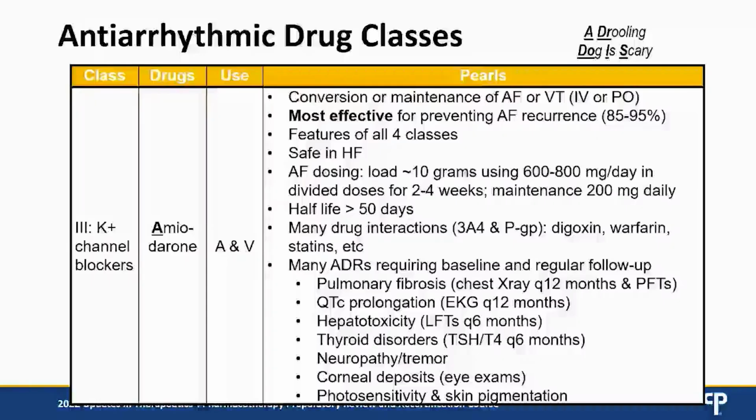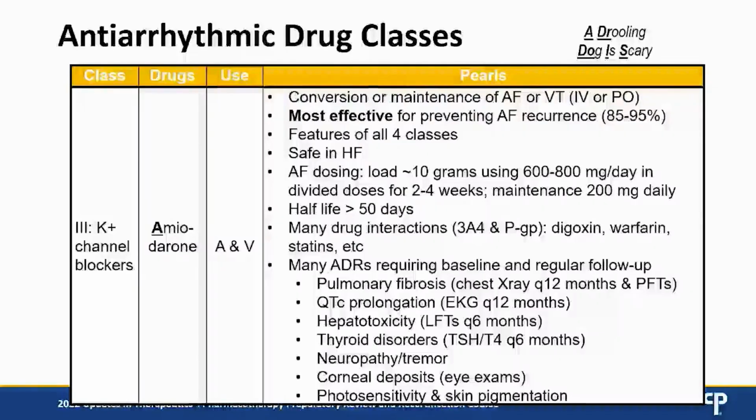So I do think it is a good idea to make sure you know how to monitor your patient for potential toxicities. So we would check PFTs at baseline, and then every year we would check a chest x-ray, as well as an EKG in these patients to monitor for pulmonary fibrosis and then QTc prolongation. We will check labs about every 6 months to check for the risk of hepatotoxicity and thyroid disorders. And then on physical exam, we'll watch for neuropathy, tremor, corneal deposits, and then photosensitivity or skin pigmentation.